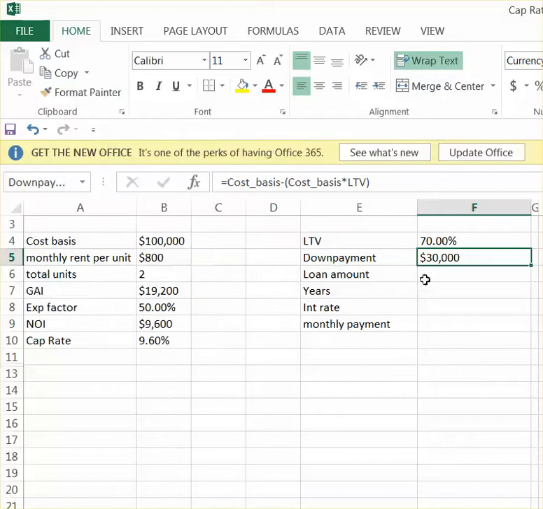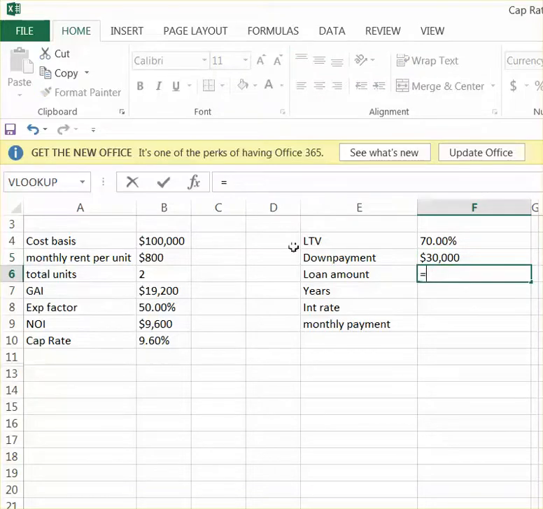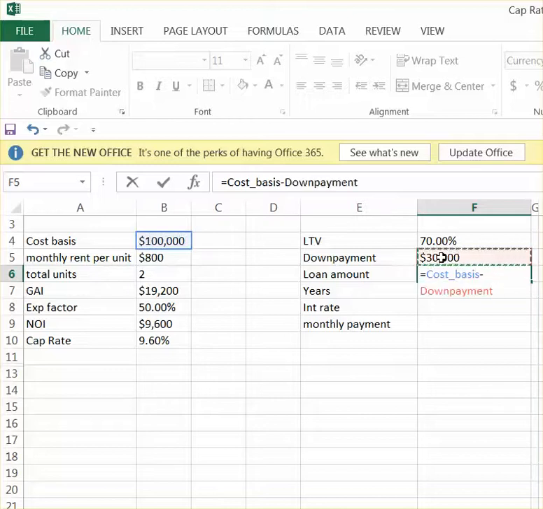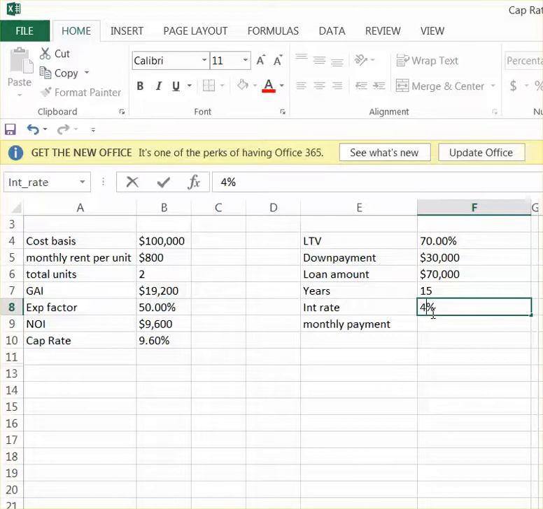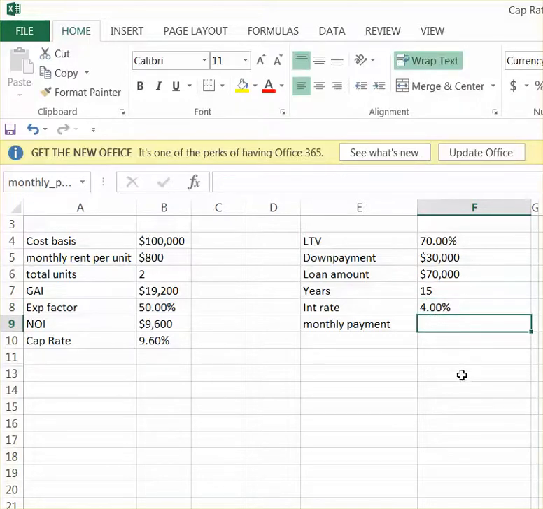All right, how much am I actually borrowing? This one's really easy. The loan amount would be the cost basis minus the cash that I put down. All right, that's easy. How long do I want to borrow it for? I'm going to mess around with this in the third episode, but for right now, we will say that you're going to borrow it for 15 years. And how do you guys feel about interest rates? Let's go seriously conservative and say that you're going to have to pay 4%.